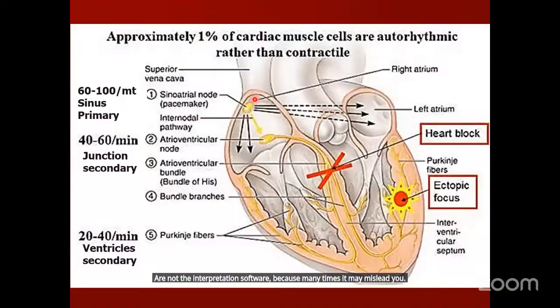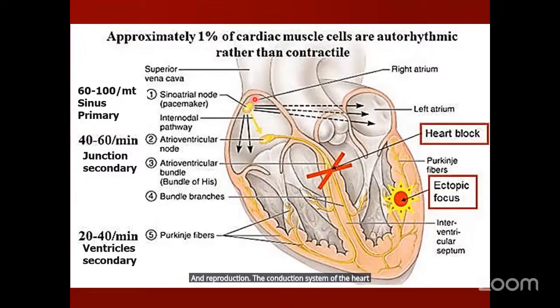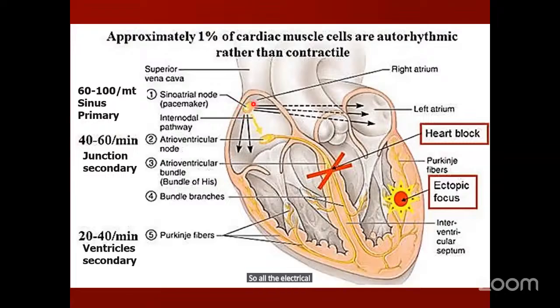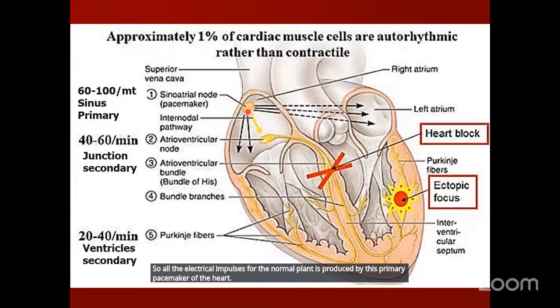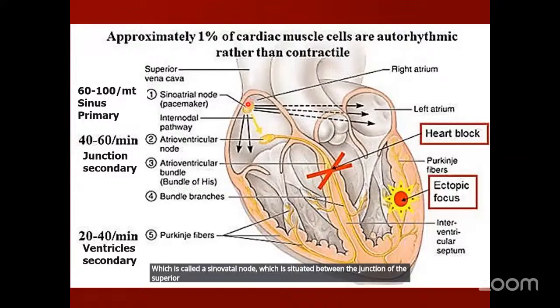So first we look at the depolarization. First we look at the conduction system of the heart before we look at depolarization and repolarization. The conduction system of the heart includes the primary pacemaker of the heart. All the electrical impulses for the normal heart are produced by this primary pacemaker, which is called the sinoatrial node, situated at the junction of the superior vena cava and the right atrium.